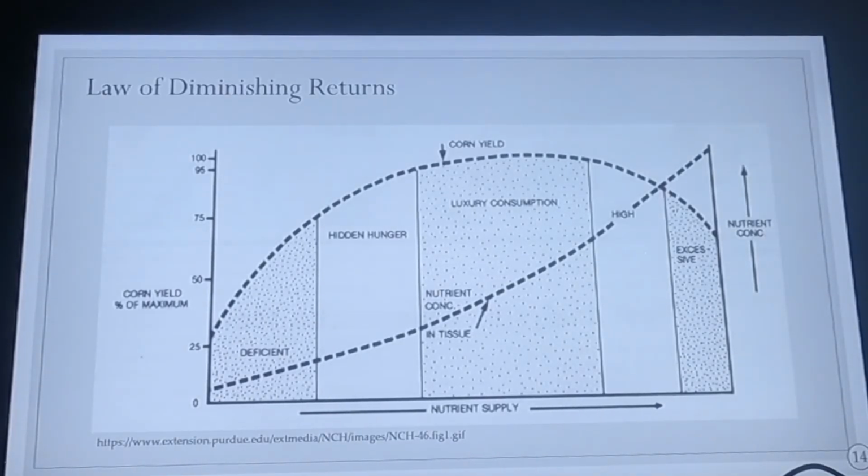Here's another look at that graph. This is where I was talking about that hidden hunger, and then this law of diminishing returns, that after a certain point, we end up losing money. You can only apply so much nitrogen to the crop. It can only take so much up.